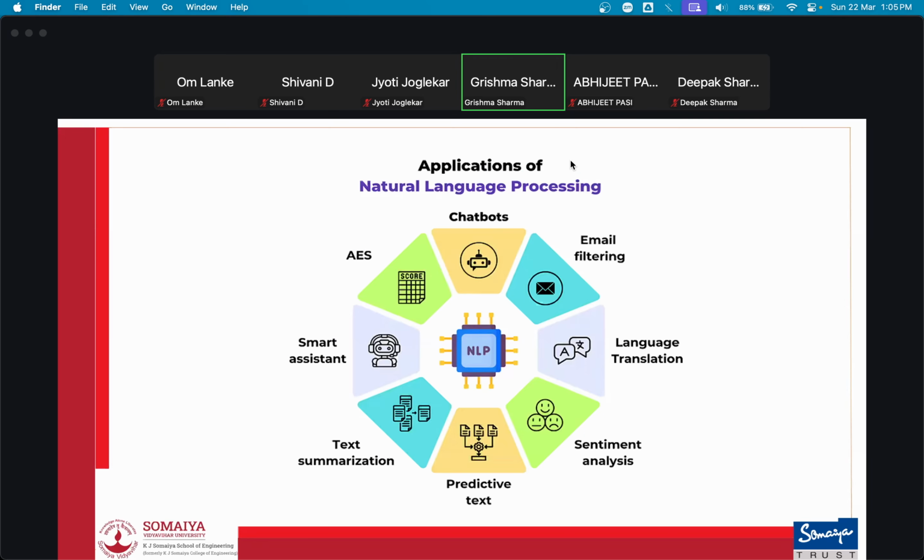Apart from that, these are the various general applications of NLP as we know. NLP is nothing but text processing. Wherever text comes, we have various applications like chatbots, email filtering, language translation, sentiment analysis, summarization, smart assistants, and automated essay scoring systems. These are a few applications of NLP that we can apply in the IA tools and in the labs also.